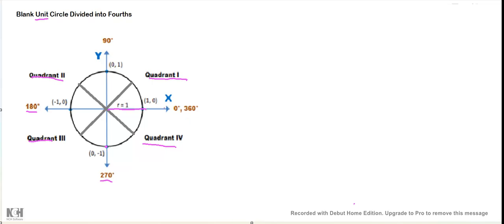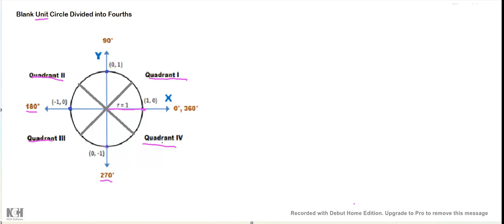The coordinates that you'll see here, for this point right here, is where x is 1, but y is 0. The coordinates up here at 90 degrees are where x is 0, y is 1. Over here, we have x is -1, y is 0, and down here at 270 degrees, x is 0, y is -1.